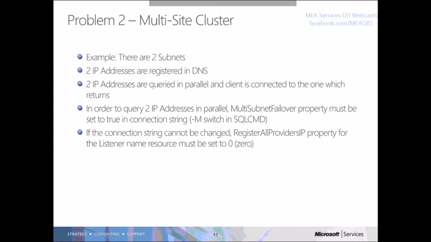If the connection string cannot be changed within the application for some reason, then we have another workaround, which is that the RegisterAllProvidersIP setting for that listener name should be set to 0. If one of these steps is not done, the IP addresses are queried one by one in a serial way, and if the first IP address is not online, then a connection timeout may happen. There are a couple of KB articles that talk about these issues. So this is another issue that we need to be aware of, especially if you're using a multi-site cluster.